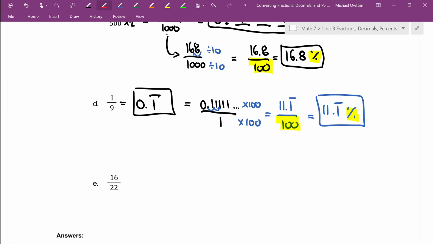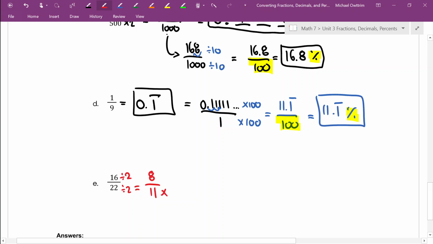The final one here is a little bit trickier. I can't make that 22 into 10, 100, or 1,000. And as it is, I don't see an easy way to make it into 99 or 999. So when that is the case, before you go about long dividing your fraction, it is helpful to wonder if you can simplify your fraction. In this case, both of these even numbers can divide by 2, which is going to give me 8 over 11. Why does that help me?